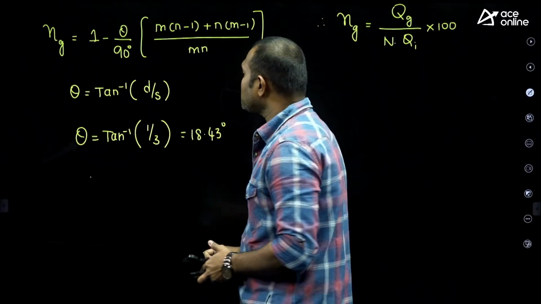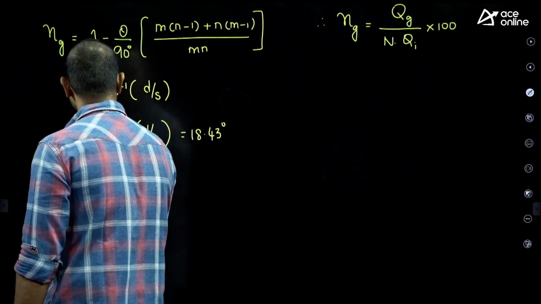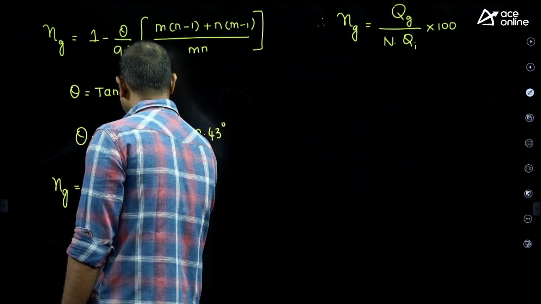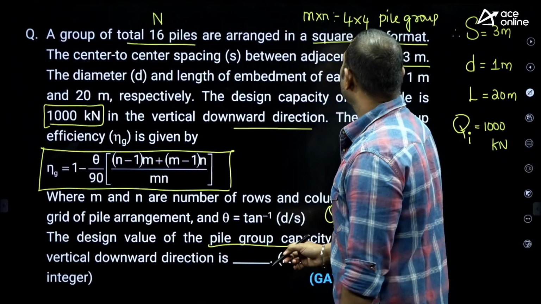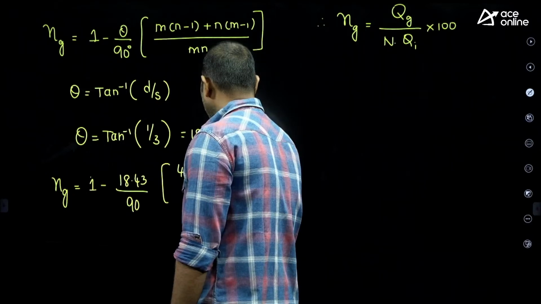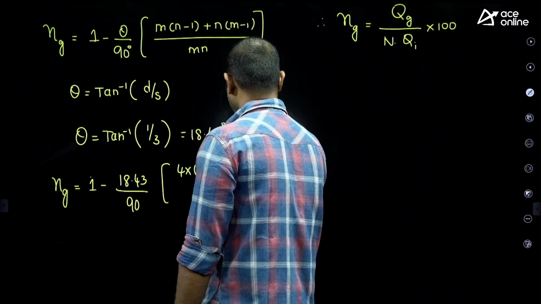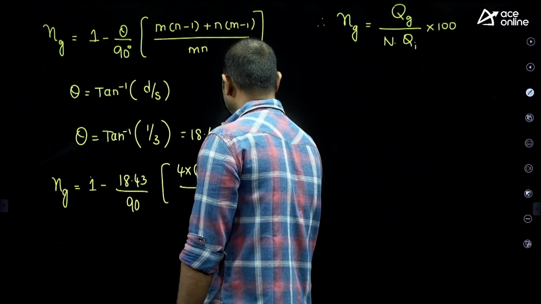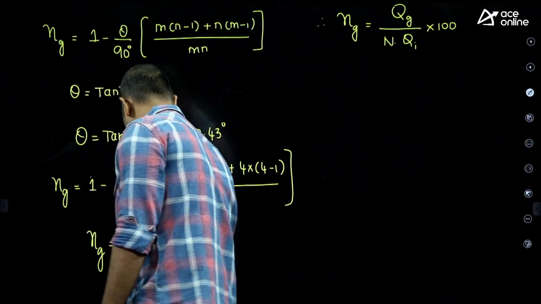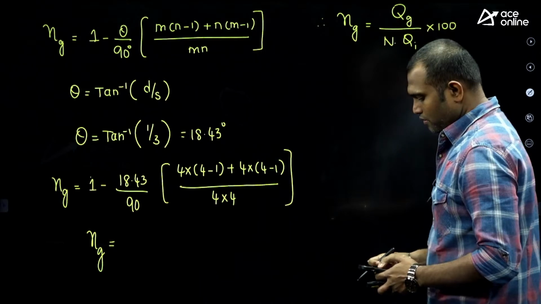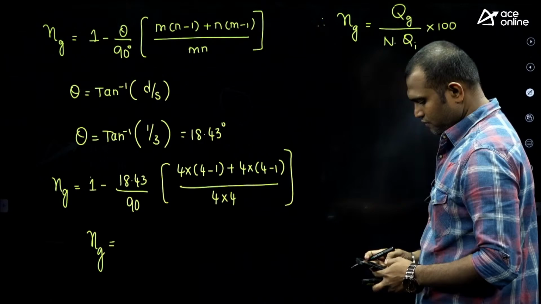So now, if you substitute over here, then group efficiency is equal to 1 minus 18.43 degrees by 90 into, as it's a square group, 4 by 4, 4 into (4 minus 1) plus 4 into (4 minus 1) by 4 into 4. So, what is the group efficiency? The group efficiency, you will find out: 4 into 3 into 2 by 4 into 4.